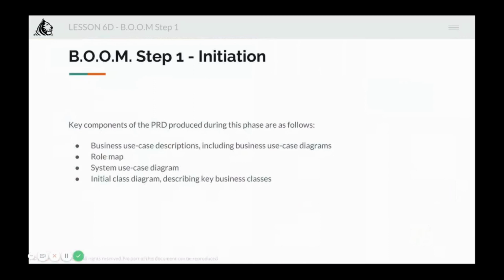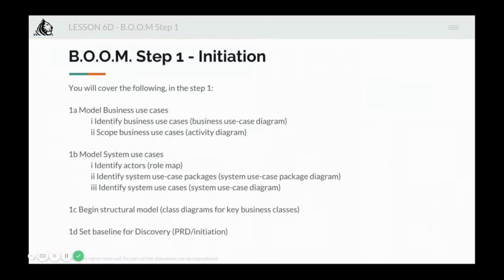Okay, so we'll set up, you will end up building a business use case description. You'll create a role map as to who are the stakeholders, what are their roles, the system use case diagram, the initial class diagram. You'll create all of these, or just nothing at all, depending on what you're working on, right? So you will model the business use cases, where you'll identify the business use cases and scope the business use cases. In the brackets, I've mentioned the exact diagrams that you should be creating.